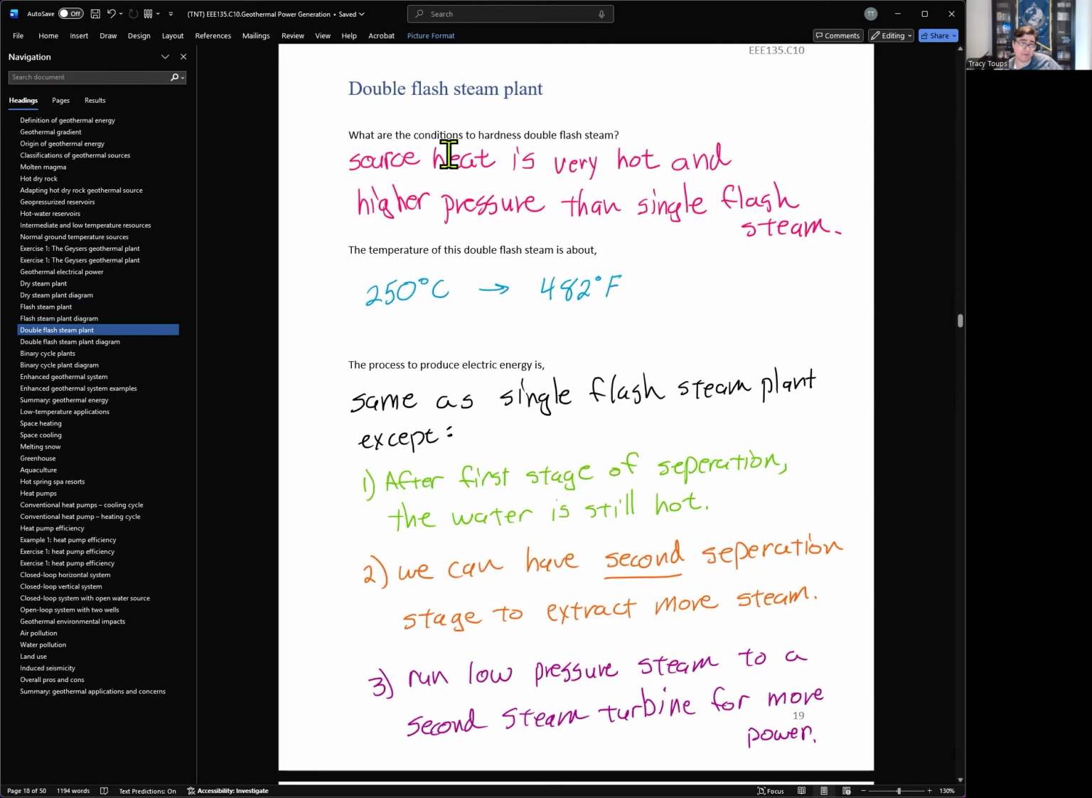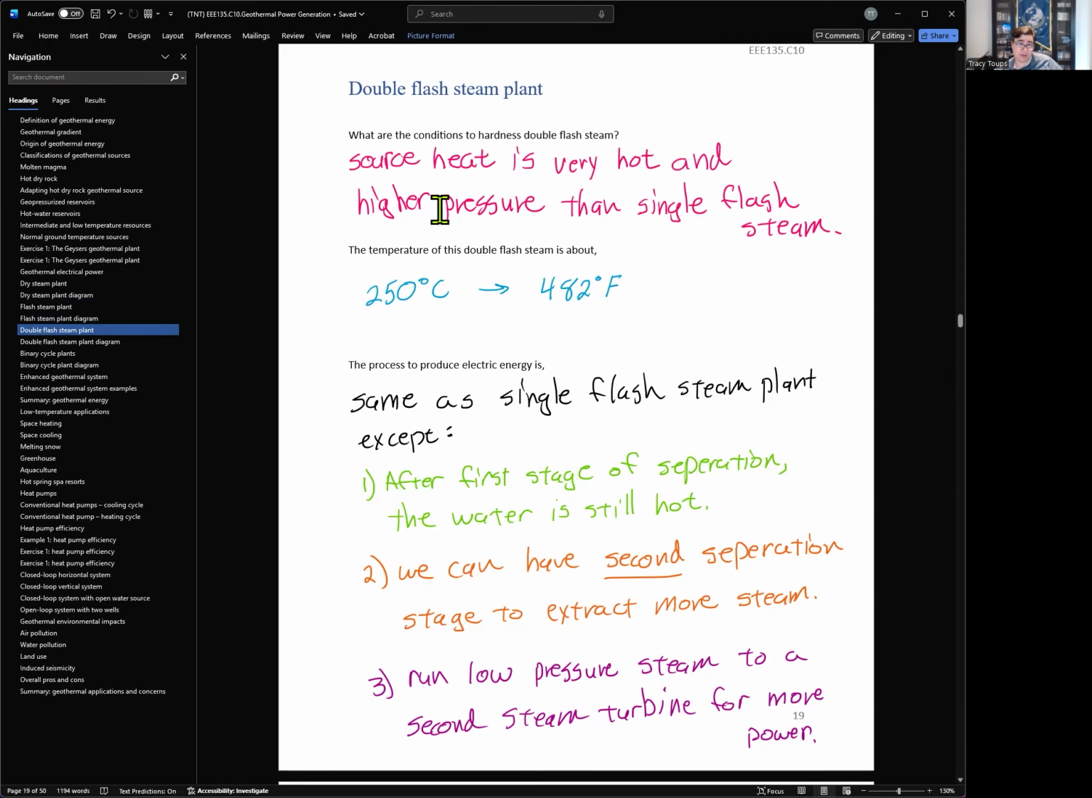A double flash steam plant is where the source heat is very hot and under high pressure. So this water is much hotter than the previous one, and it's under very high pressure. Okay? So it's different from a dry steam plant and different from a single flash steam plant. The temperature of a double flash steam plant is 250 degrees Celsius, so it's 482 degrees Fahrenheit. So it's hotter than a single flash steam plant, and we can utilize that because it's hotter.